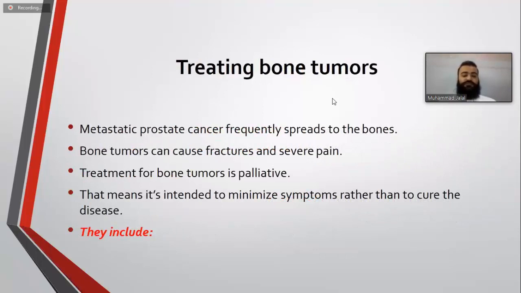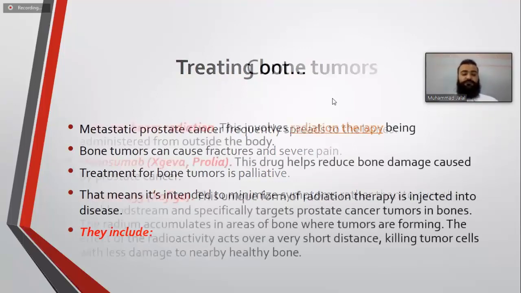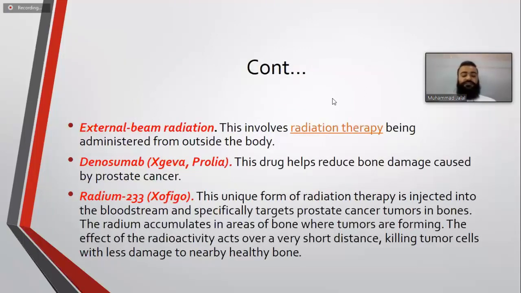Treating bone tumors. Metastatic prostate cancer frequently spreads to the bones. Bone tumors can cause fractures and severe pain. Treatment for bone tumors is palliative. That means it's intended to minimize symptoms rather than to cure the disease. They include external beam radiation. This involves radiation therapy being administered from outside the body. Immunotherapy. This drug helps reduce bone damage caused by prostate cancer.